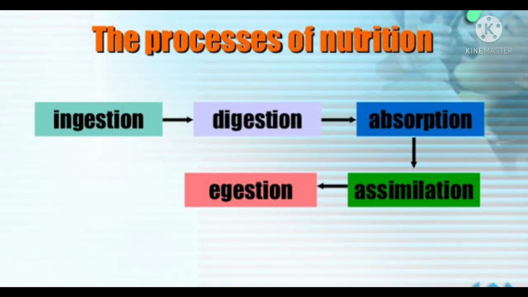The process of nutrition is a complex process involving ingestion, digestion, absorption, assimilation, and egestion. So let us know the definition of these steps. First one is ingestion. The process of taking food into the body is called ingestion. Second one, digestion. The breakdown of complex components of food into simpler substances is called digestion. The third step is absorption. The digested food is absorbed by the blood vessels in the wall of the intestine. This process is called absorption.